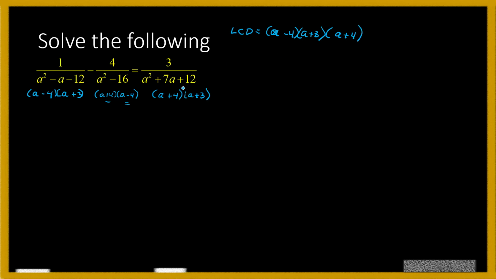Now looking at the right one, I see I have a plus 4 and a plus 3, which are already accounted for in my LCD. So that is as far as I need to go. So now I have my least common denominator.